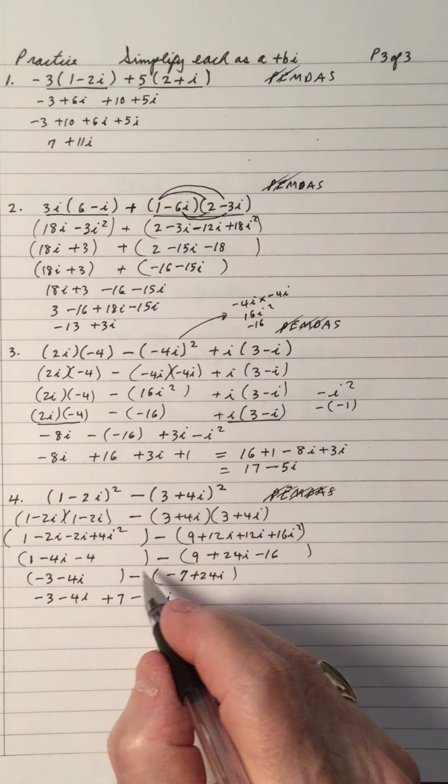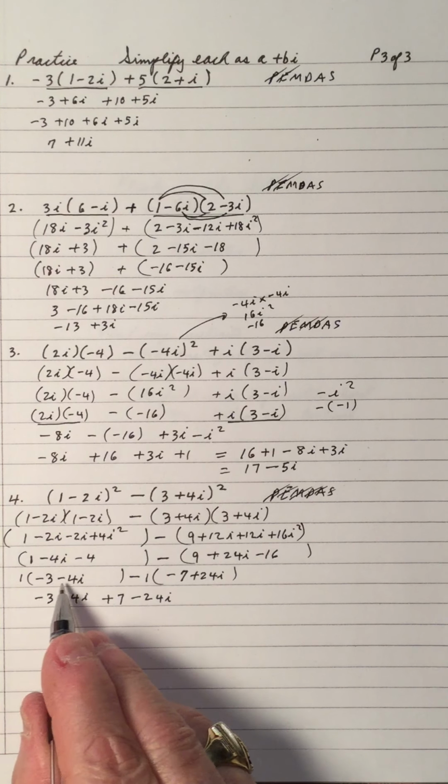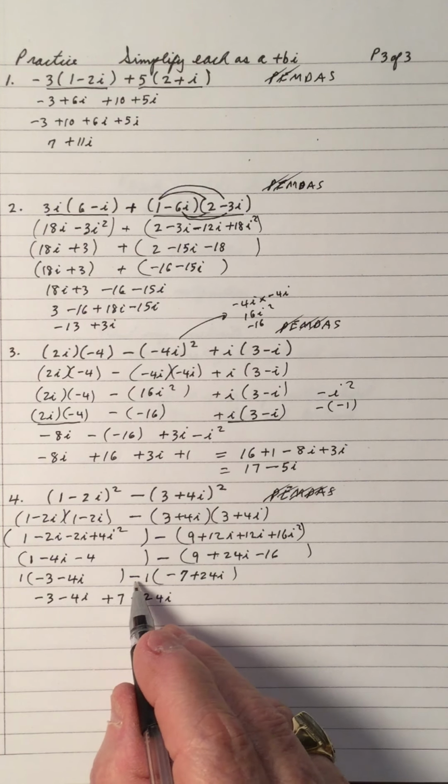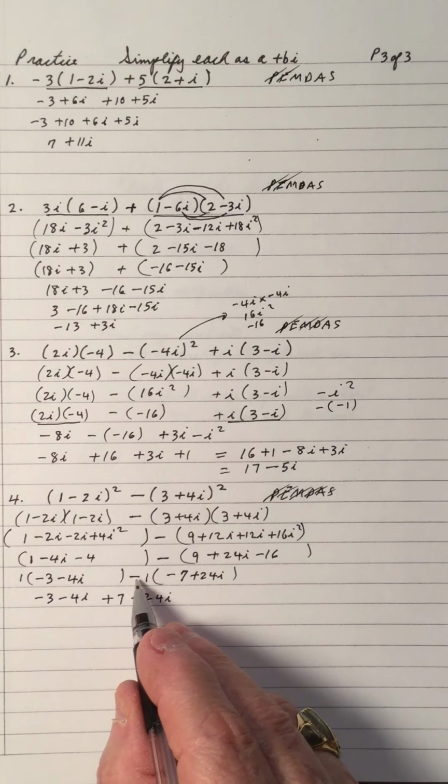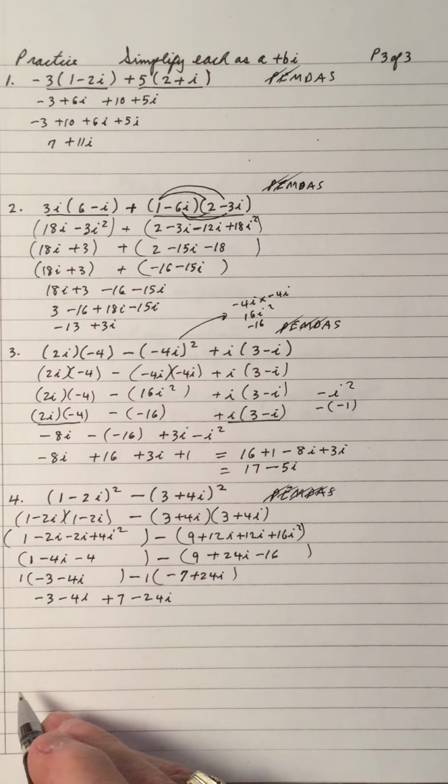Another way to do that is to put a 1 here and a 1 here, so multiply negative 1 by these two. Negative 1 times negative 7 is 7. Negative 1 times 24i is negative 24i.